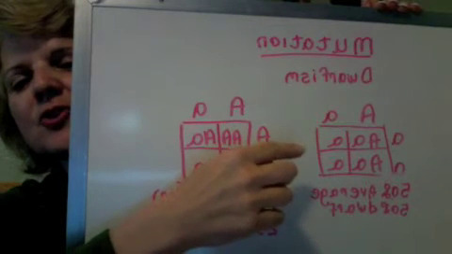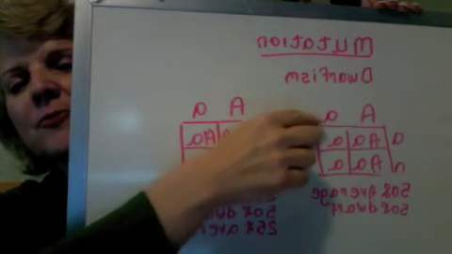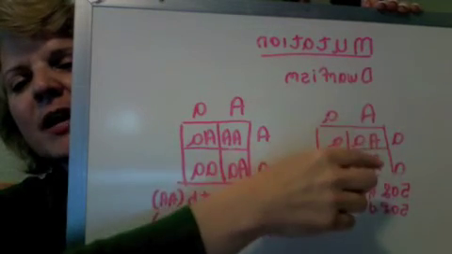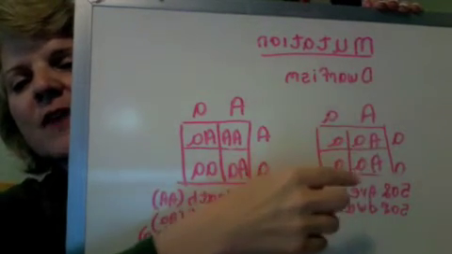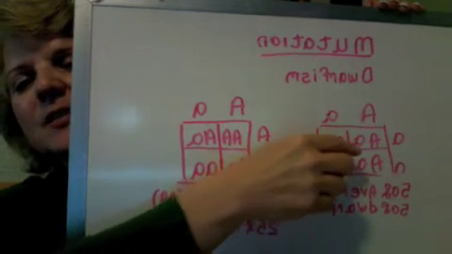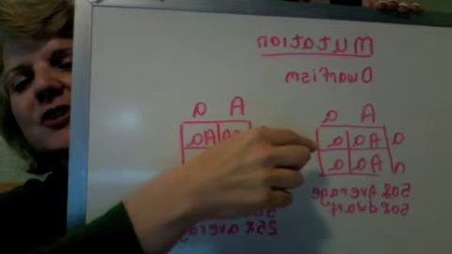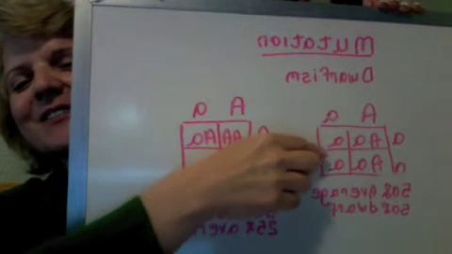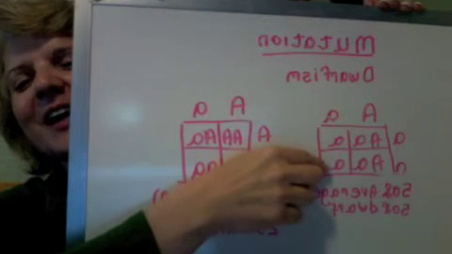Now let's say that you are a dwarf and you marry somebody of average stature, two small a's. What are the chances of you having an average stature child? 50%. We see it here. Oh shoot, I should add two a's here. So this should be small a, small a, small a, small a.